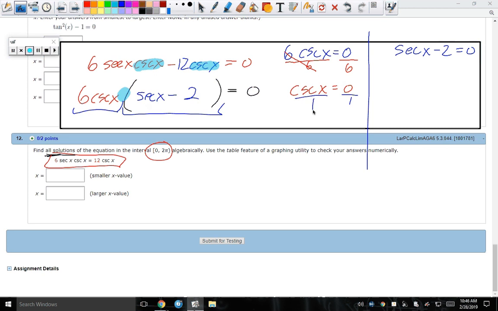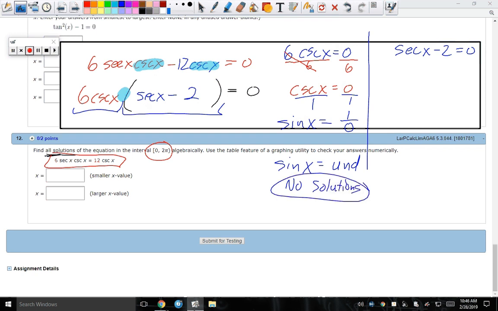Cosecant over 1 and 0 over 1. You with me? What's the flip of cosecant? Sine. So if I flip this, I could say flip the left and flip the right. Flip it to what? Undefined. So this will have no solutions. Do you understand? You can't find a sine that's undefined. You with me? Alright, let's do the right side.